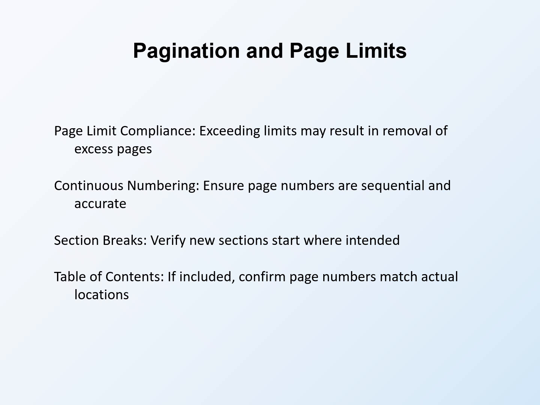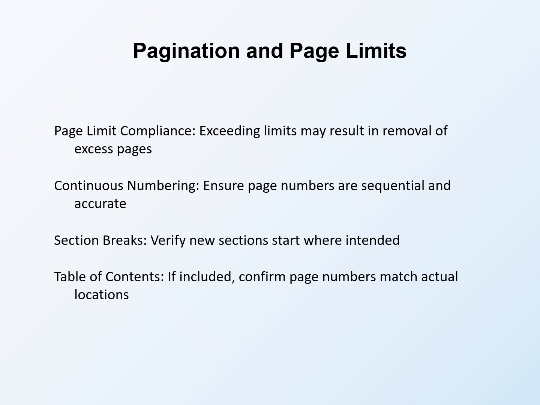Pagination errors are common and potentially fatal to your application. Careful attention to page limits and numbering prevents these problems. Page limit compliance is critical because exceeding limits may result in removal of excess pages without review. Some funders are explicit that they will not read anything beyond the page limit. Others may simply remove excess pages, potentially cutting off your conclusion or critical content. Never exceed page limits. If you are close to the limit, verify that your count matches the funder's counting method, which may differ from your word processor's display.